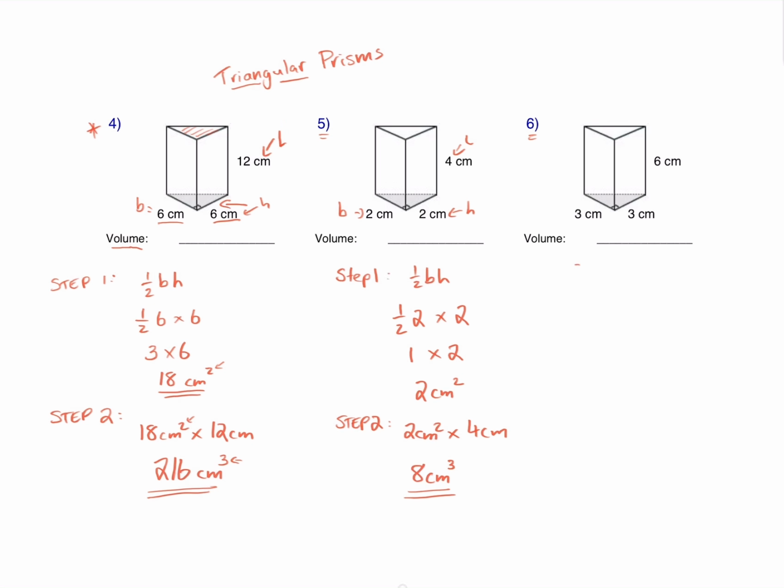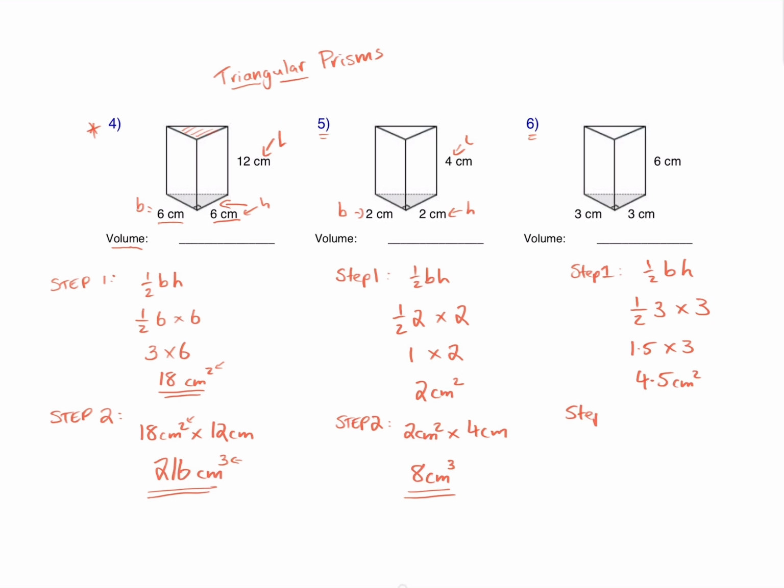So again, step 1, we half the base by the height. So half of 3 multiplied by 3. So a half of 3 is 1.5. And we multiply that by 3. And that will give us 4.5. Now, that's 4.5 centimeters squared.